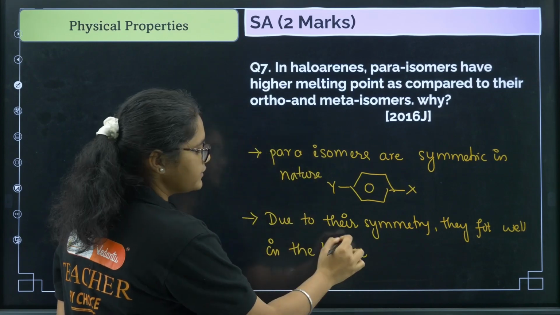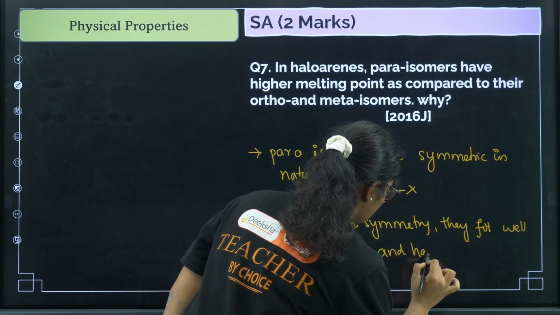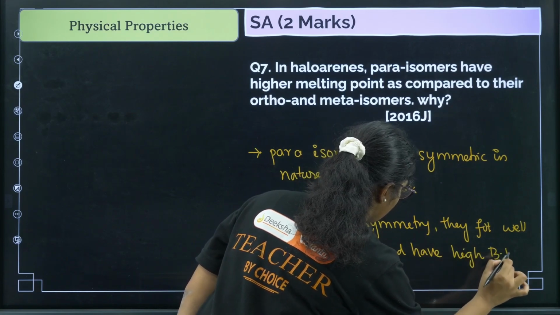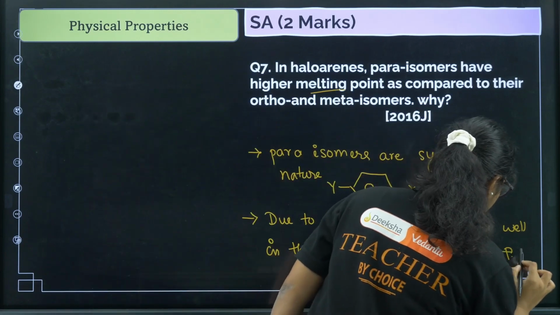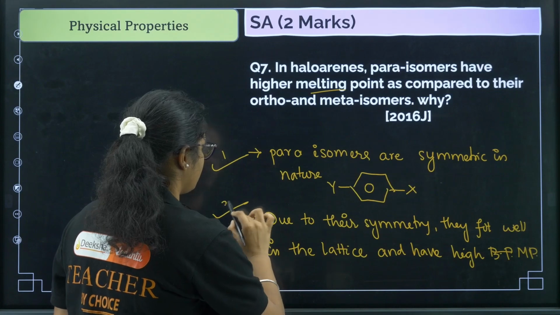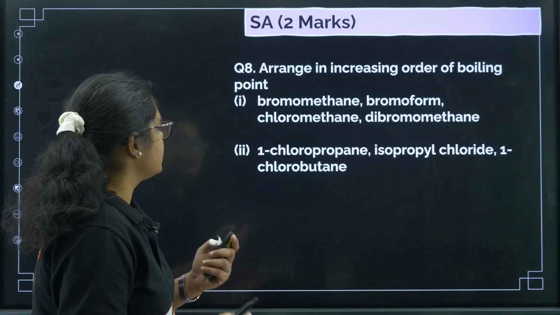Okay, due to this symmetry, they fit well in the lattice and have a high melting point, whatever is asked, higher melting point, sorry. So if you write this first point, this second point, you will get 2 marks easily. Okay. Now let us see the next question.